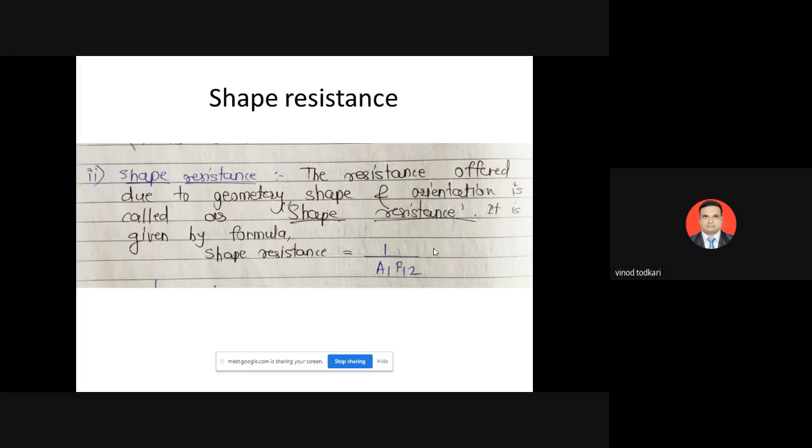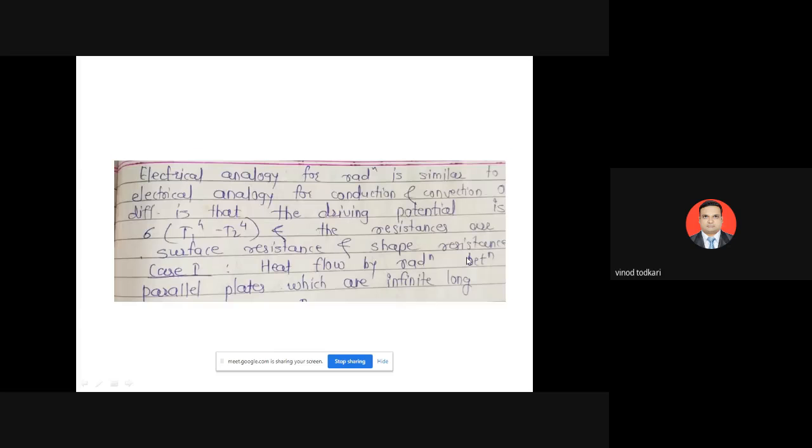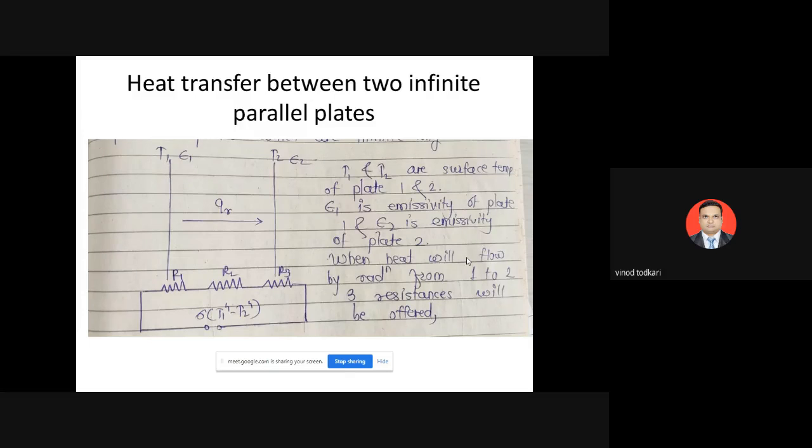Because being an engineer, we will have to work out with this dimension. Now, this is a comparison of the electrical circuit and this equivalent resistance. Already we have discussed that surface resistance is given by the formula (1 minus emissivity) upon (area into emissivity), and shape resistance is given by the formula 1 upon A into F12. Now, the driving potential is sigma into (T1 raised to 4 minus T2 raised to 4).